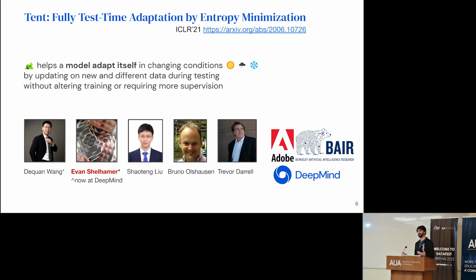And this is going to be done without altering training. We just have the model as it is in deployment, and it's not going to require more supervision. We're not going to have more labels. We're not going to have a human intervene. This is an update the model will do on its own. And this was work I did while at Adobe in collaboration with Berkeley AI Research. I'm now at DeepMind and continuing this kind of work.